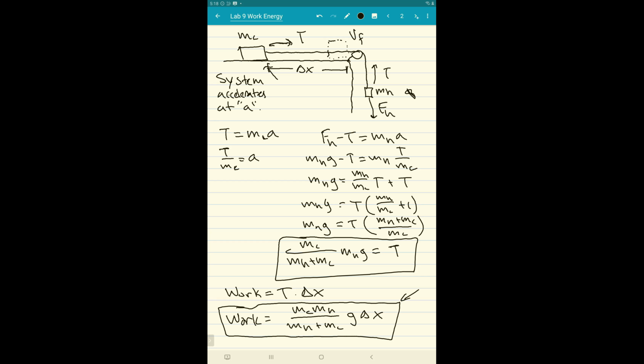So this is what you're going to use for part A, or the analysis for part A, or whatever it is. For the next part, we have a cart being accelerated by a spring.